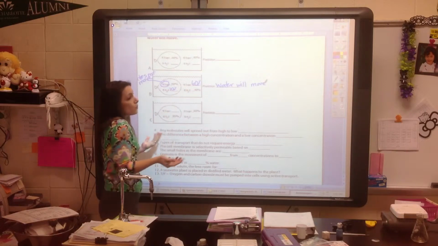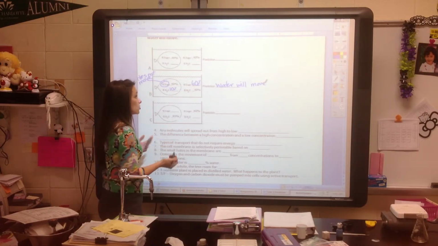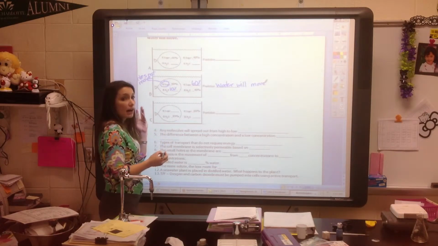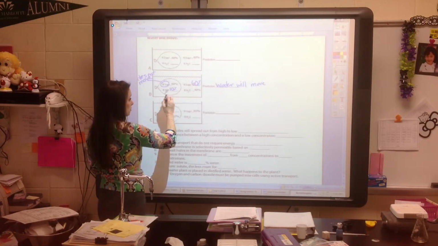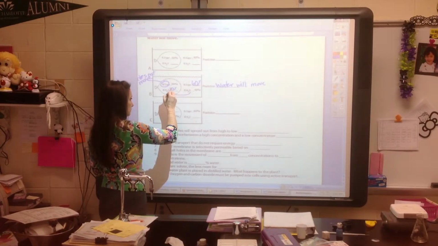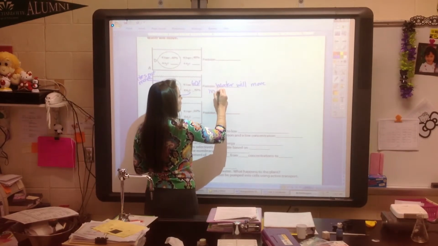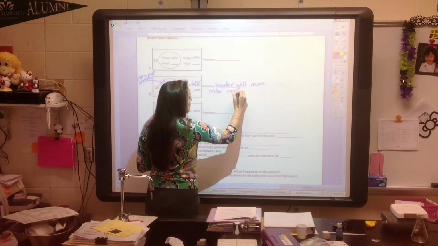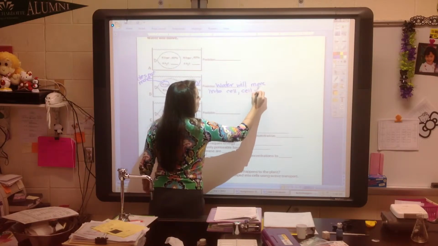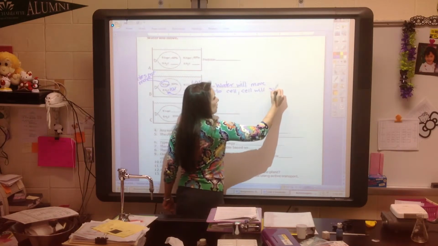And so which way will water move? That's a good question. Water always moves from high to low. So where's there more water? Outside. And it's going to move inside. So water will move into the cell, and the cell will swell.